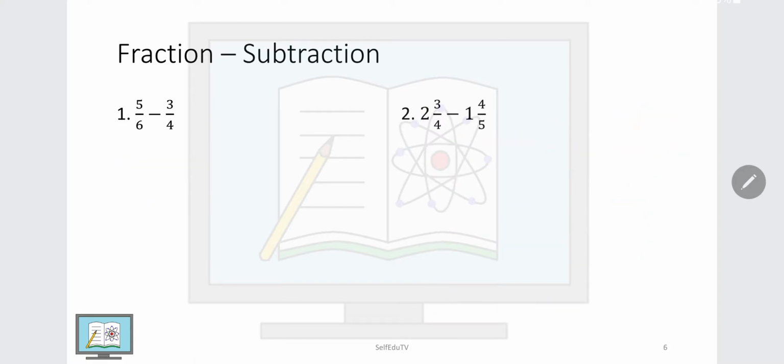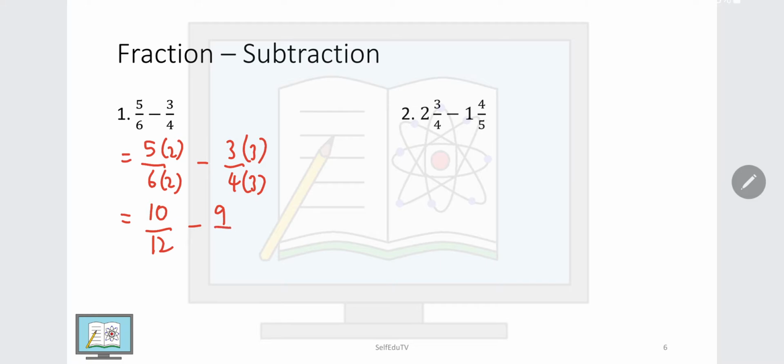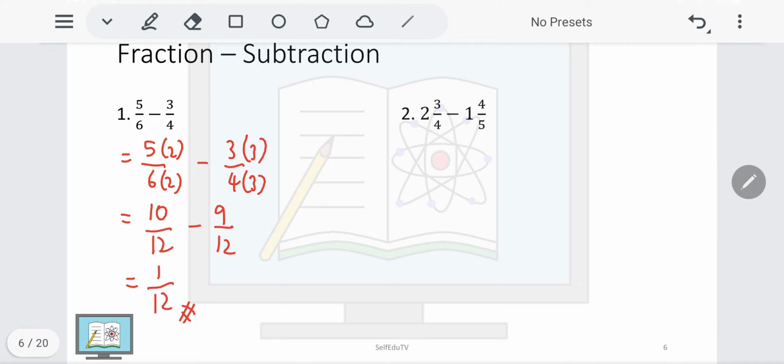How about subtraction? The same thing. You have to modify until you get the same denominator. So here the common denominator will be 24, or if you prefer 12, okay, the best is 12, but you can make it to 24, so I'll just change to 12. You may try the second one on your own.